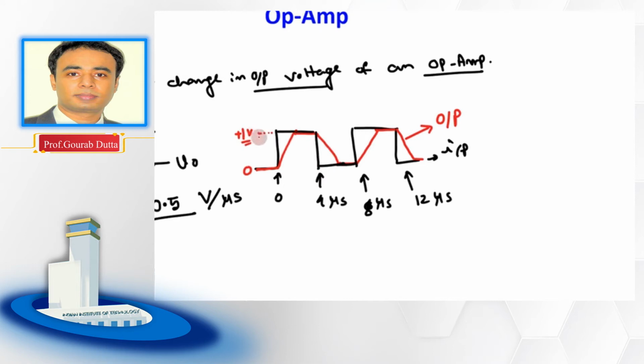Right. Now suppose you later think, why make it plus 1 volt, let us make it plus 3 volt. So now you are applying one square wave, maybe the frequency and time period are the same, just you have increased its amplitude to plus 3 volt.